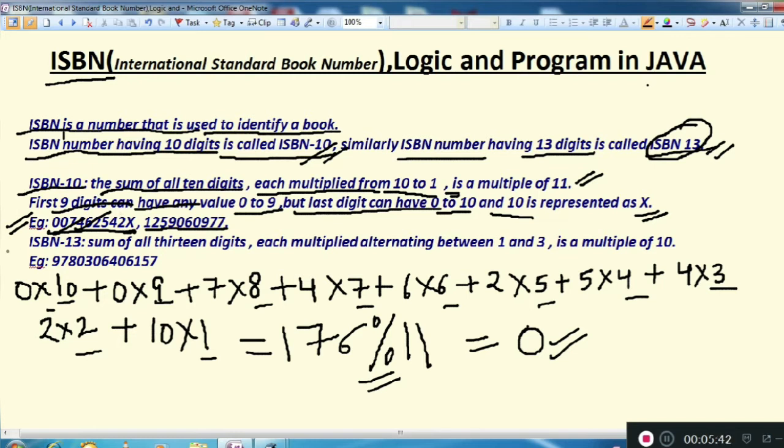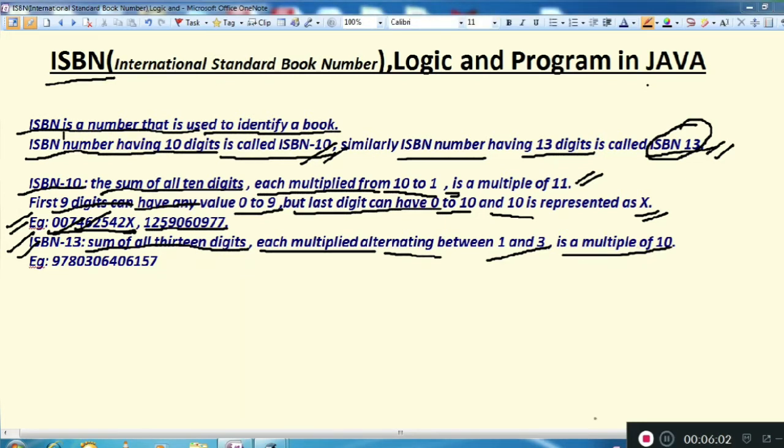Similarly, we have ISBN 13 numbers also. What they are saying is, the sum of all 13 digits, each multiplied alternating between 1 and 3, is a multiple of 10. See here, we have an ISBN 13 number, this one, and the sum of these digits multiplied alternating between 1 and 3 should be a multiple of 10.